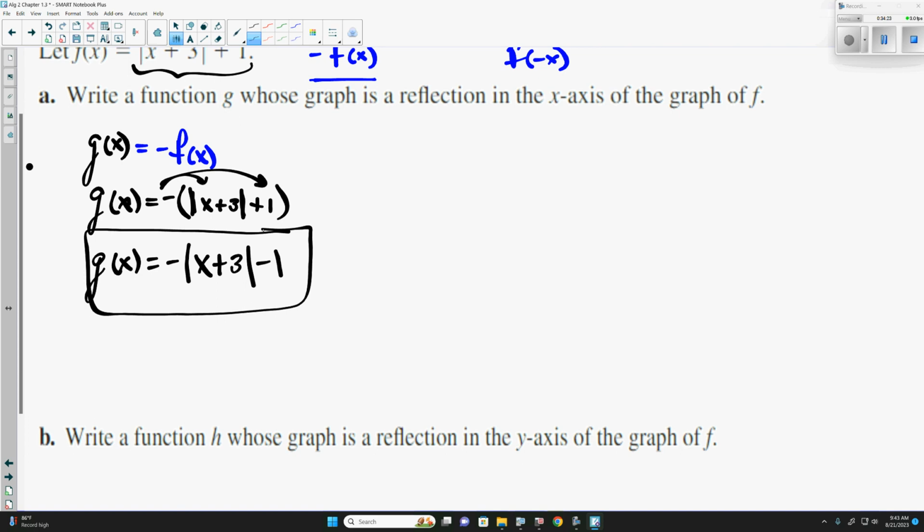Any questions on any of this here? We feel good with this here so far? Yes? We ready for across the y-axis?